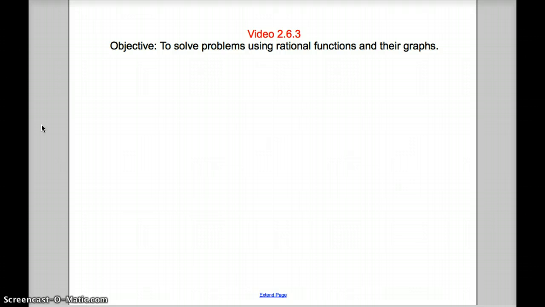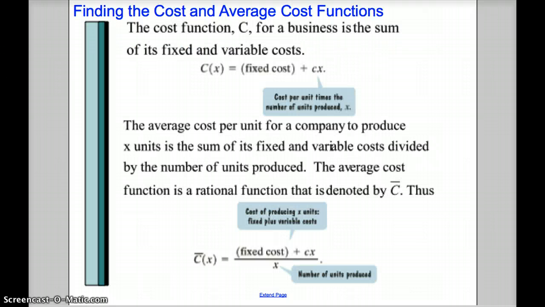First of all, there's one real-life problem that's often described by a rational function, and that's understanding the cost and average cost functions. A simple way to understand the cost of a business is to think about adding two different costs. Number one is fixed cost plus the variable cost.